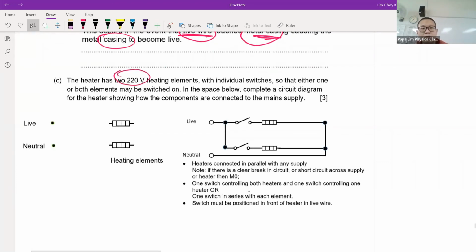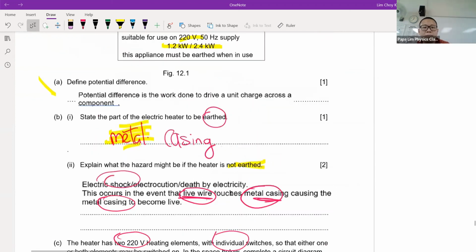Now I have two heaters here. The question is two heaters with two switches, so that either one of them can be on. In the space below, I have to connect it to the main supply. Remember, the two switches are individual switches. Take note the switch has to be in the live cable. After that, the two cables must go back to the neutral. And take note, based on the question, it has to be connected in parallel.